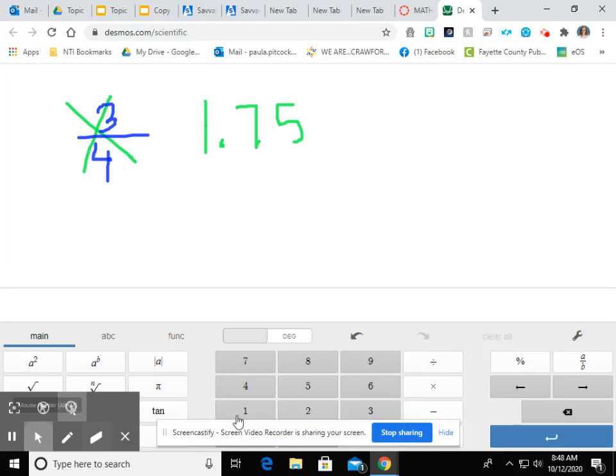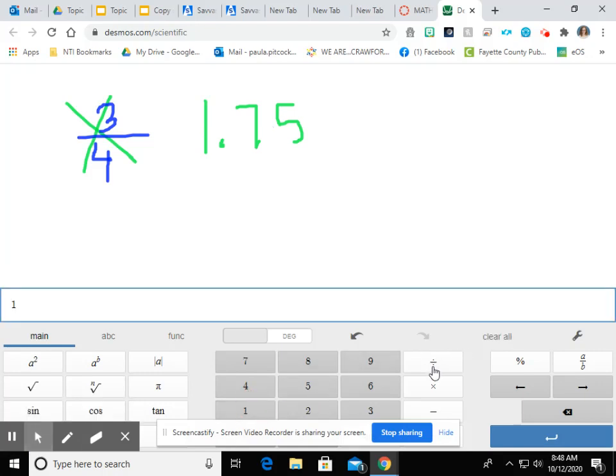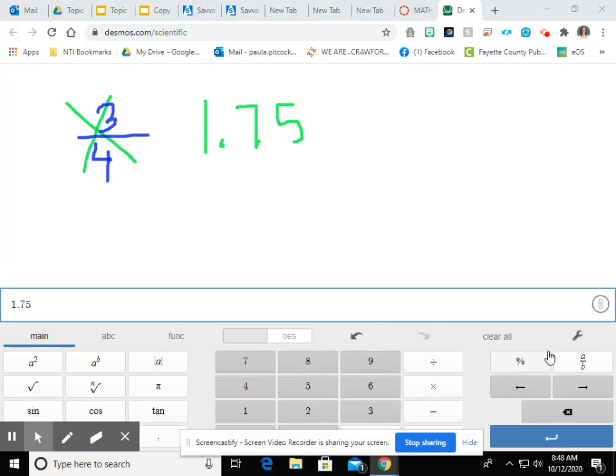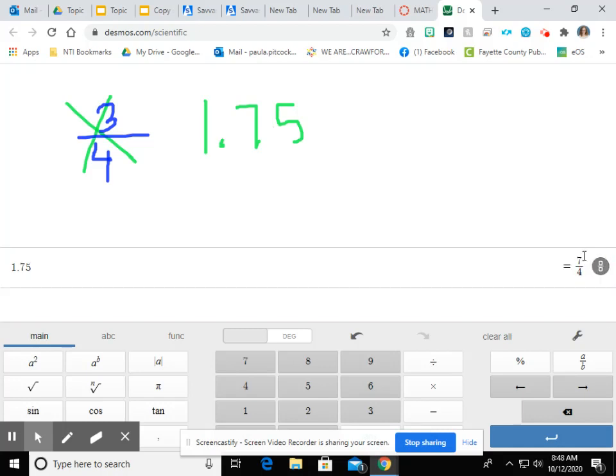So what I'm going to do in my calculator is type in 1 point, I have to find my decimal, 0.75. I type that in, and I'm going to hit enter. Is it going to let me hit enter? Yes, and I want to change it to a fraction right here, 7/4. So 1.75 is actually 7/4. So if you don't want to count by decimals on your number line, you don't have to. You can count by fourths. It's up to you.